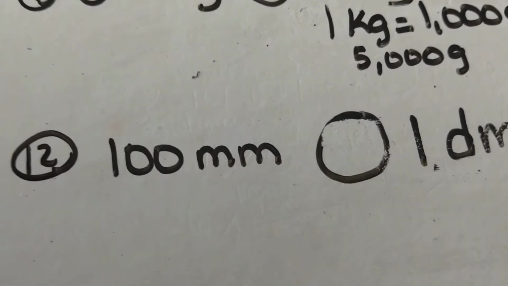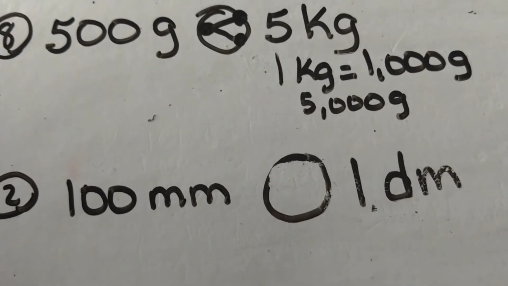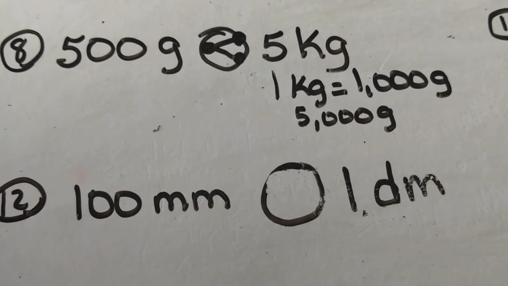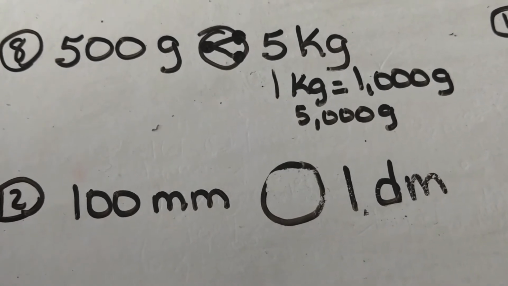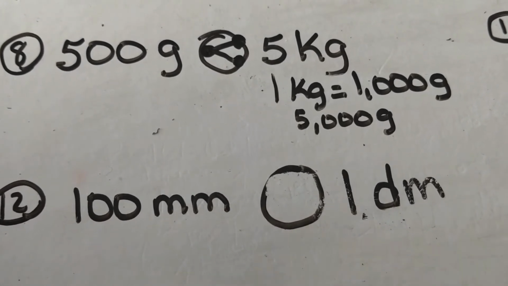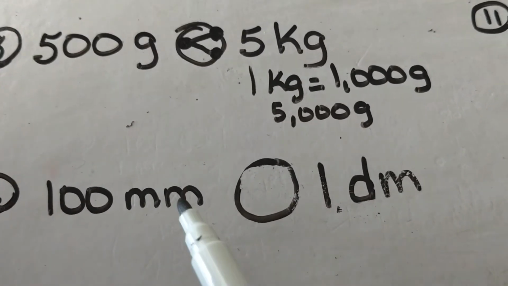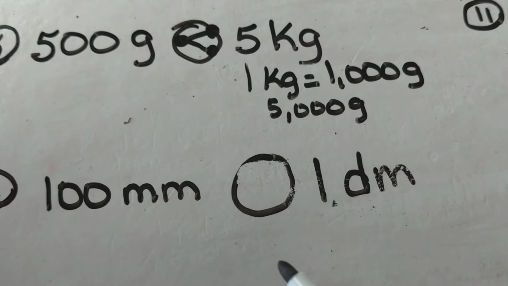All right, now let's look at number 12. We're looking at millimeters, and we're comparing it to decimeters. This time we could use horse and fly, but we really don't have to do that. We can just look at our decimeters and change them to millimeters, right?